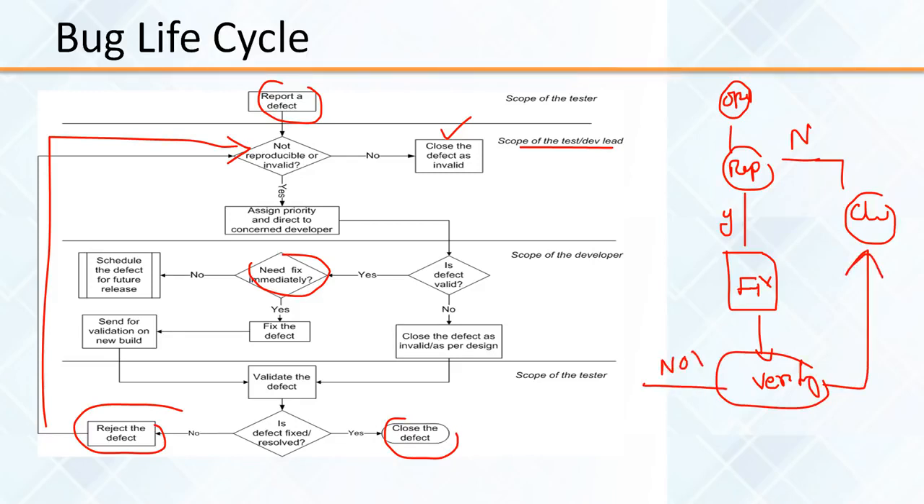So in an interview, people will ask you to explain the bug life cycle. You need to draw this diagram and explain it. Okay. And Jira is a tool. So as per Jira, the defect statuses will be like this.